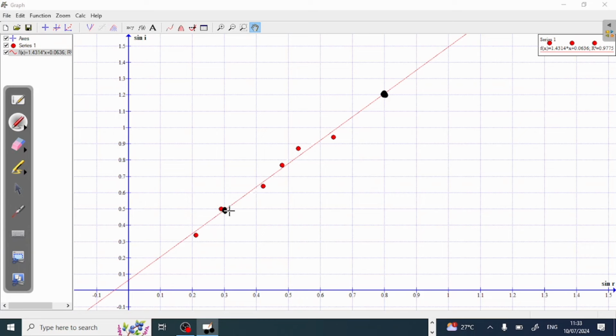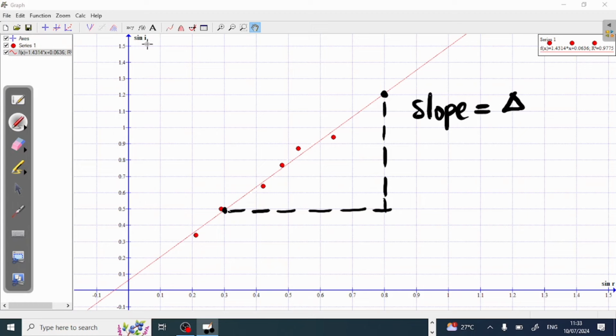Your next task will now be to trace this line horizontally, and trace this one vertically. So I have this. All right. So how do you calculate your slope? The slope would be equal to the change in the parameter on the y-axis, which is sine i, all over the change in the parameter on the horizontal axis, which is sine r.